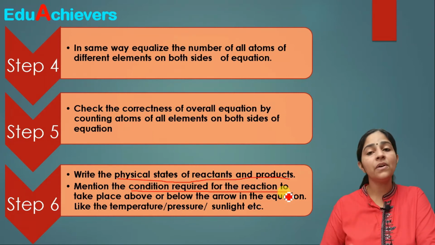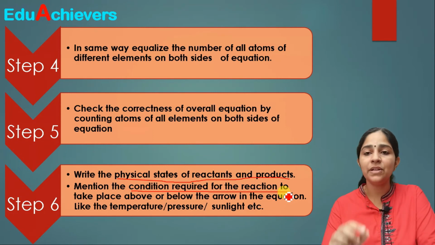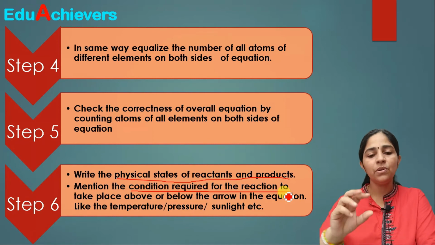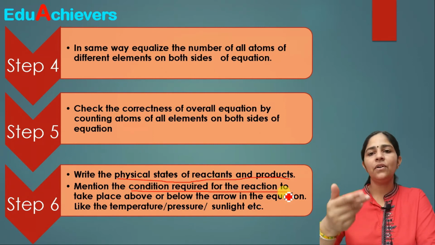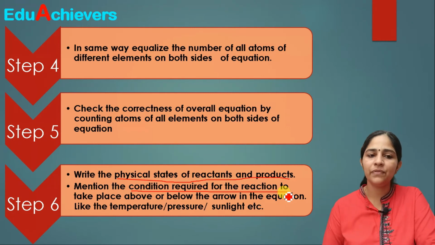It can be the presence of sunlight, correct? So all those conditions have to be mentioned either below the arrow or above the arrow. So you can put those conditions on either side of the arrow, correct? So take care about it. I have taken one example for you here.